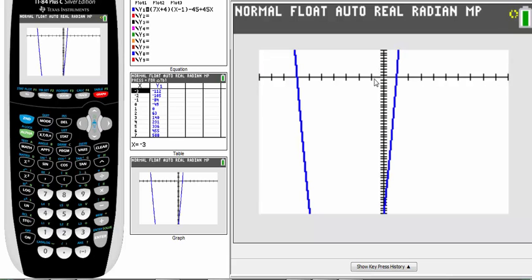Okay, it looks like it's crossing at a negative value and a positive value. Now when we're looking at this trying to find our roots, I see something interesting here in the table. And again, if you want to see this table, you'd go to second table. I see it here at -3. This graph goes clear down to 112.